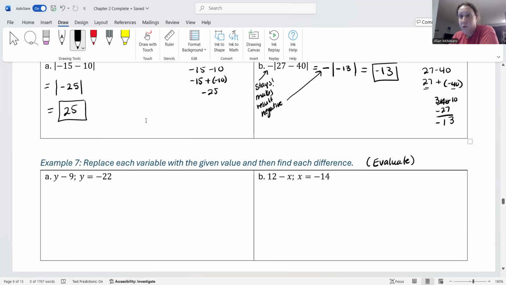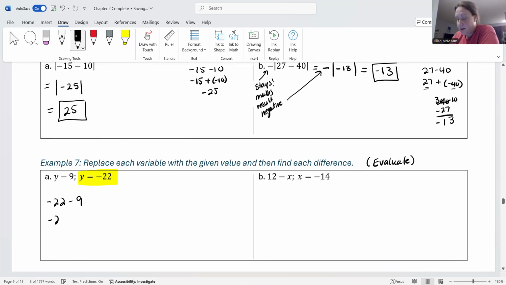So for part A, we have y minus 9, but this right here tells me that I want to evaluate when y is negative 22. So I'm going to rewrite this algebraic expression y minus 9, but I'm going to replace the y with negative 22. So y is negative 22, and then from that I want to subtract 9. Okay, and again, this is a pretty easy one where a lot of you might just see the answer. That's fine, but understand the process just in case you get stuck.